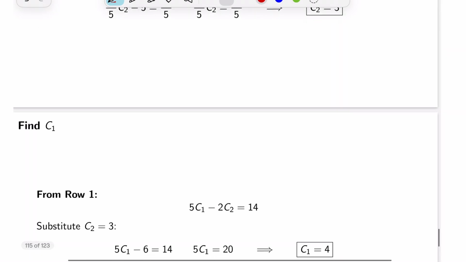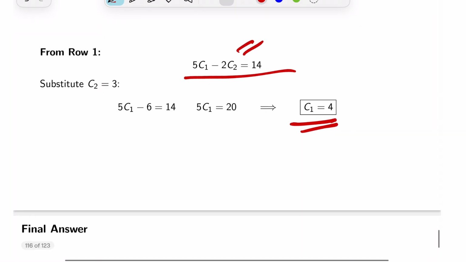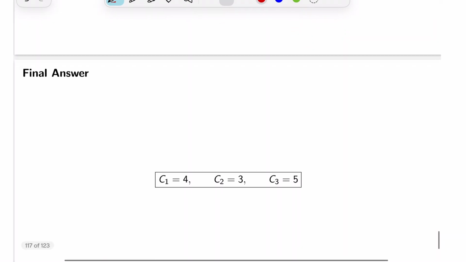Now for c1, from row 1, if I plug in the c2 value, we get the equation 5c1 minus 2c2 is equal to 14. We already got c2, so you plug that in, and c1 is actually 4. So ultimately the final answer is c1 is 4, c2 is 3 and c3 is 5.